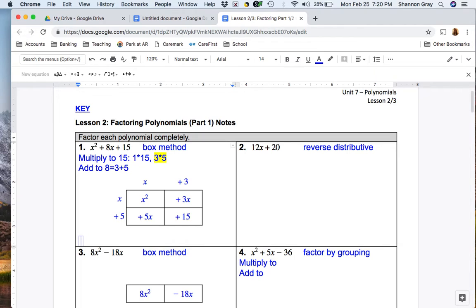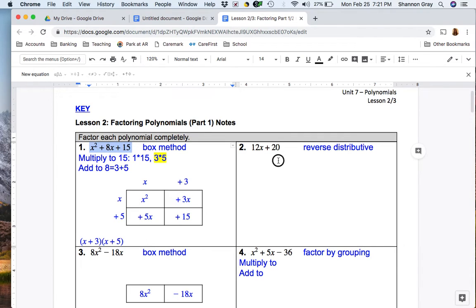Now we have to write the actual binomials. So one binomial is up here, x plus 3, and the other binomial is right here, x plus 5. I can check that these are correct by maybe using my other method, using the distributive property to multiply these together and make sure that I get the original. So really we're just undoing multiplication. Think of factoring as undoing multiplication.